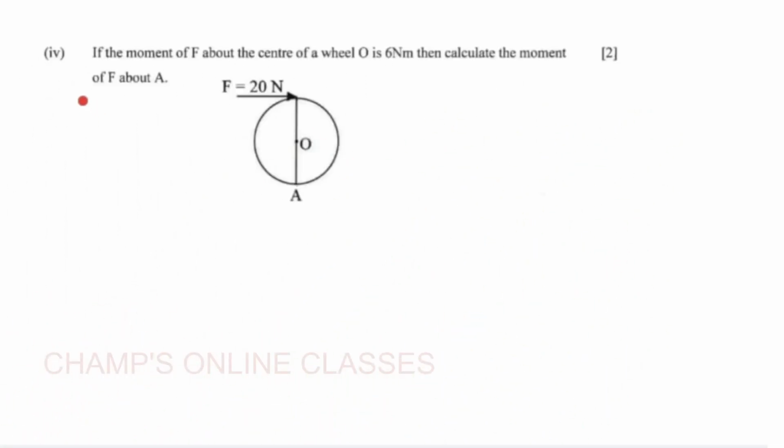Okay, so our next question is: if the moment of force about center of a wheel O is 6 Newton meter, so they have already told us moment about O is 6 Newton meter. Write the givens first. Calculate moment of force F about A. So they want you to calculate MA.